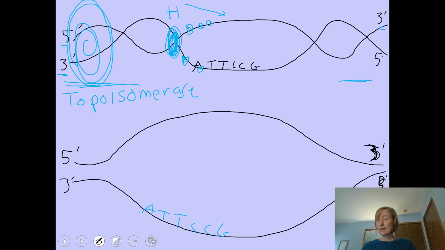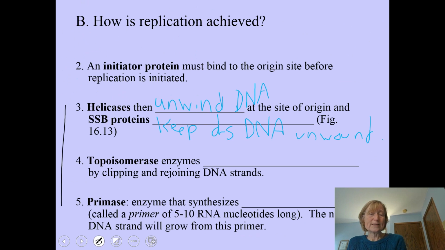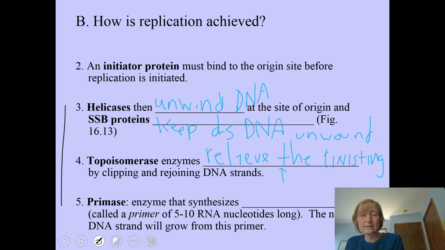I think I wrote something like this. Topoisomerases relieve the twisting DNA molecule by clipping and rejoining DNA. So if you want to put that in here, topoisomerase enzymes relieve the twisting DNA molecule by clipping and rejoining the DNA strands. All right.